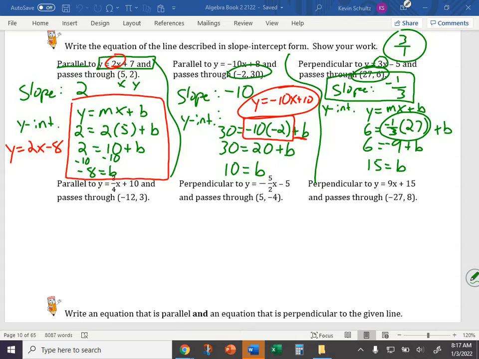Thank you. You're welcome. And so what's our final answer here? What is this equation in slope-intercept form? Someone we haven't heard from yet today, perhaps. A new voice to the mix.